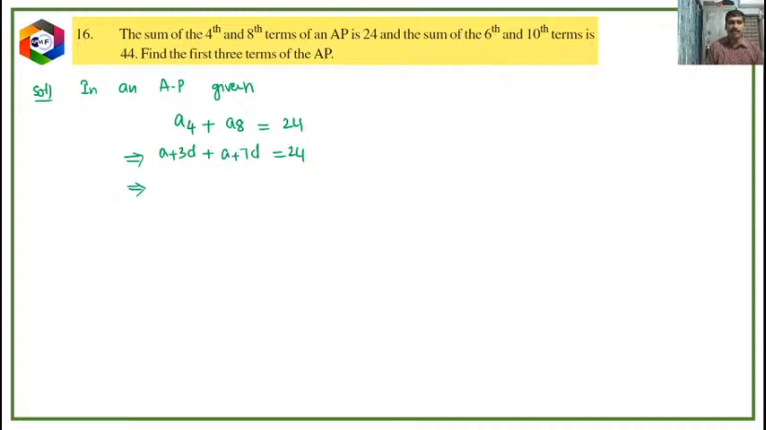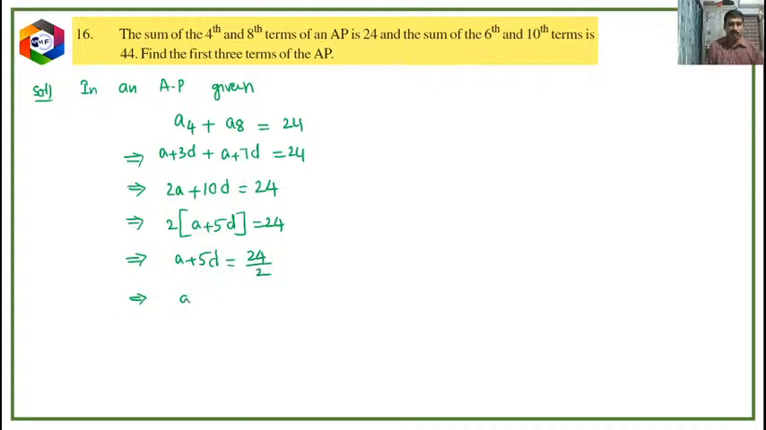Now let us simplify this. Here the like terms are A plus A, which is equal to 2A, and 3D plus 7D, which is equal to 10D, which is equal to 24. So 2A plus 10D is equal to 24. Taking 2 common, A plus 5D is equal to 24. Now I am going to calculate this one. A plus 5D is equal to 24 by 2. So A plus 5D is equal to 12. So we got a linear equation in 2 variables A and D.